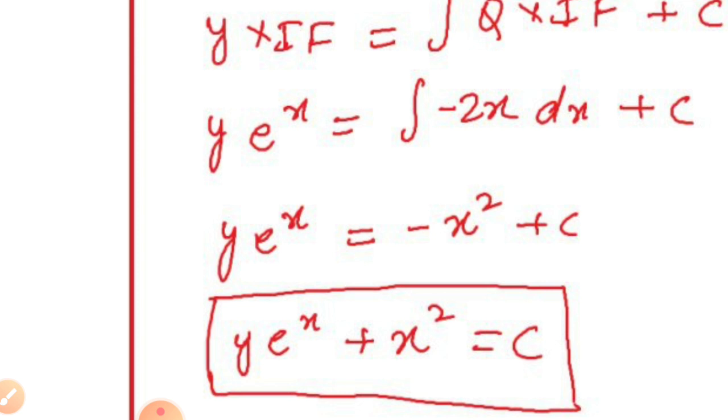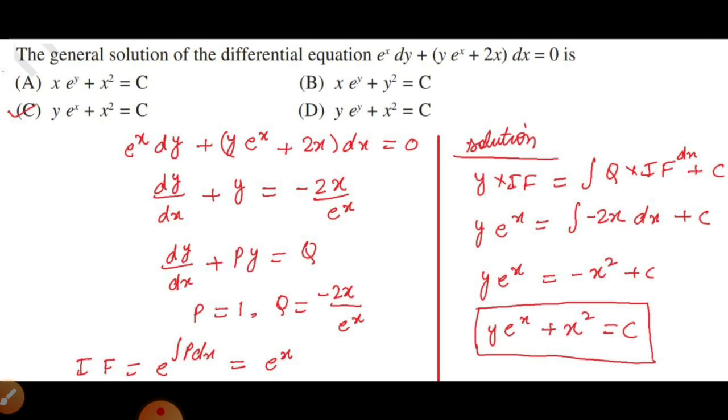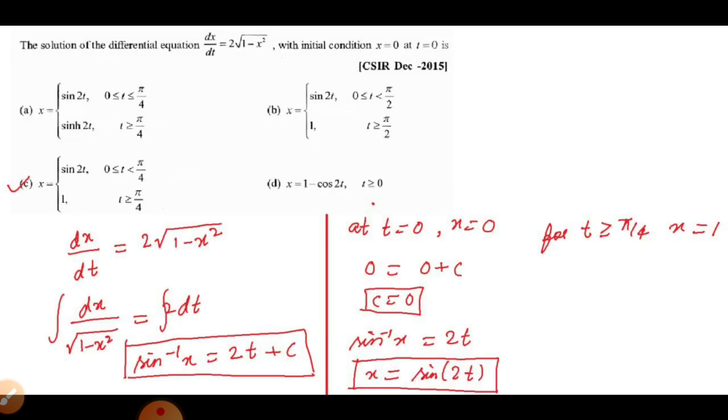This 2x will integrate to x square, so the solution will be y e to the power x equals minus x square plus c. That can be rearranged to y e to the power x plus x square equals c. So this will be the desired solution of this differential equation. So the answer will be c again, y e to the power x plus x square equals c. Now we can proceed further.